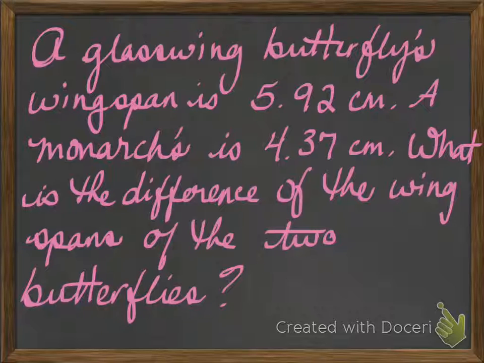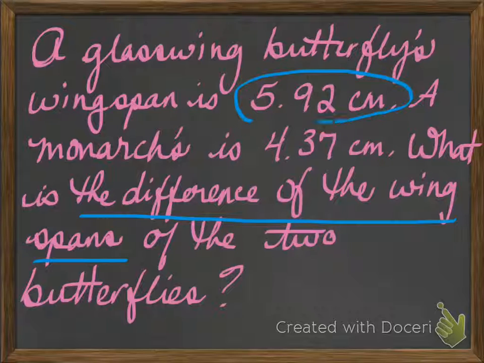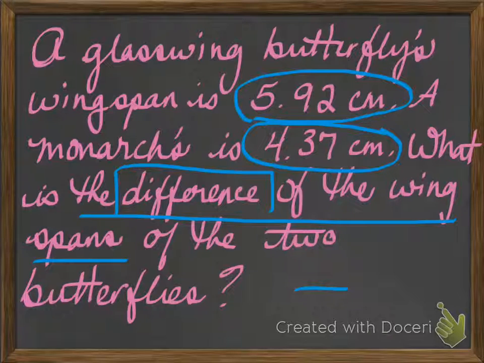So first I'm going to find my important information. It's asking me to find the difference of the wingspans. And the wingspans are 5 and 92 hundredths and 4 and 37 hundredths. And I know that the important clue word there is difference, and that means I'm going to be using subtraction. So I found the important information, I know my operation, and then I'm ready to solve the problem.